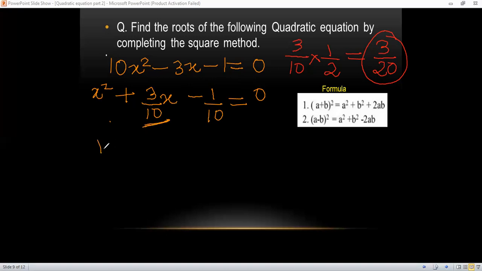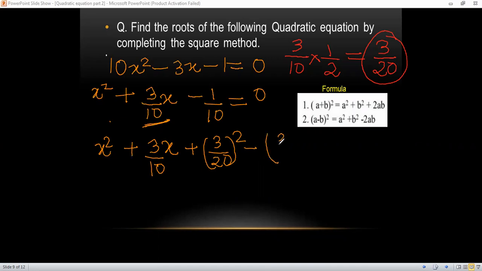So what I will do, I will write x square plus 3 by 10x plus (3 by 20) square, and I will add and subtract the value in the equation, and this number also I will write. So I will write minus 1 by 10 is equal to 0.